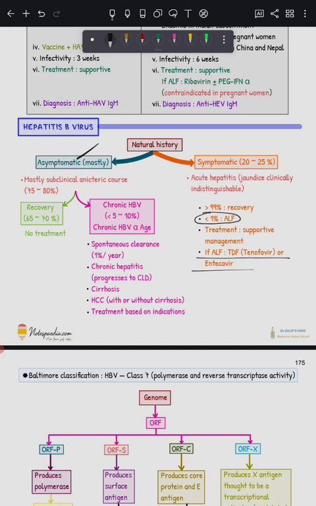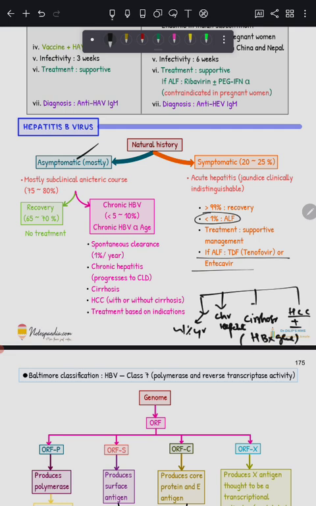It can lie on this spectrum, where patients can have HCC or patients can have cirrhosis. Even HCC patients can or cannot have cirrhosis, or patients can simply have a chronic hepatitis picture, or even in chronic HBV patients, there is 1% recovery, spontaneous clearance. So HCC may occur without cirrhosis due to the HBX gene, that's an oncogene present in them. So spontaneous clearance, chronic hepatitis, cirrhosis, and HCC with or without cirrhosis, and treatment based on indications.